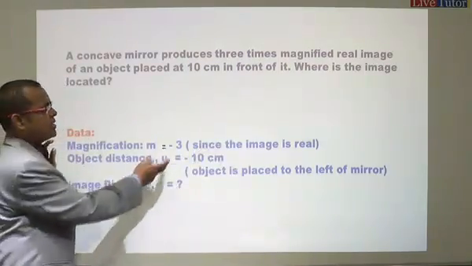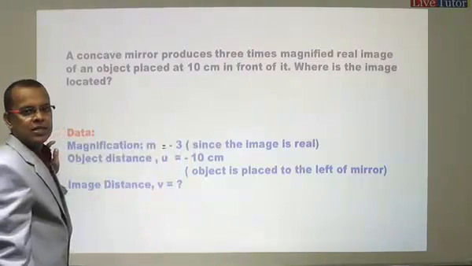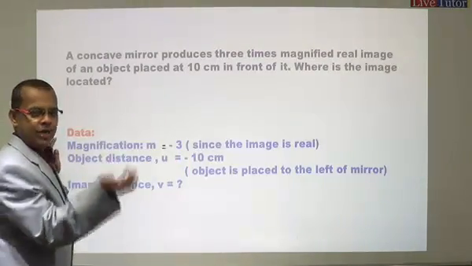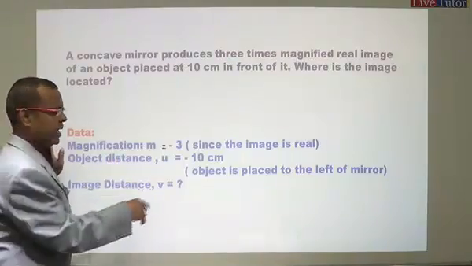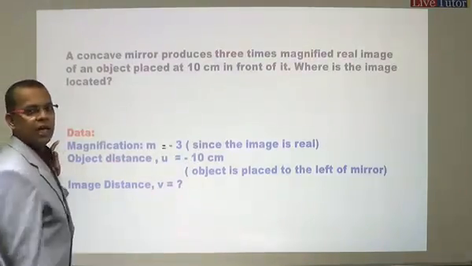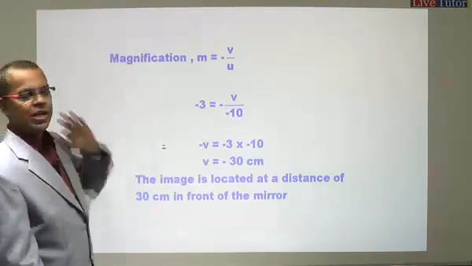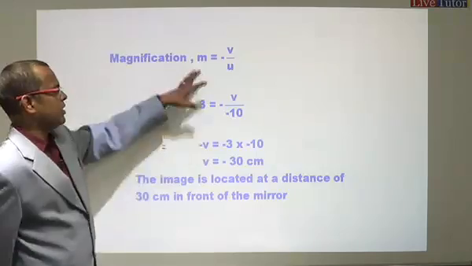And similarly, the object distance is given because it is at a distance of 10 centimeter from the mirror. Since the object is in front of the mirror, to the left of the mirror, we have to take it as -10. And we have to find out the value of V. So very simple, we have to use the magnification formula. Very simply we can substitute the values.